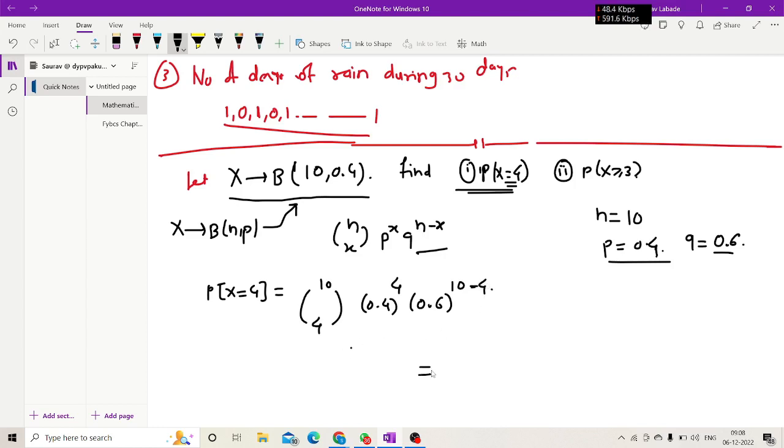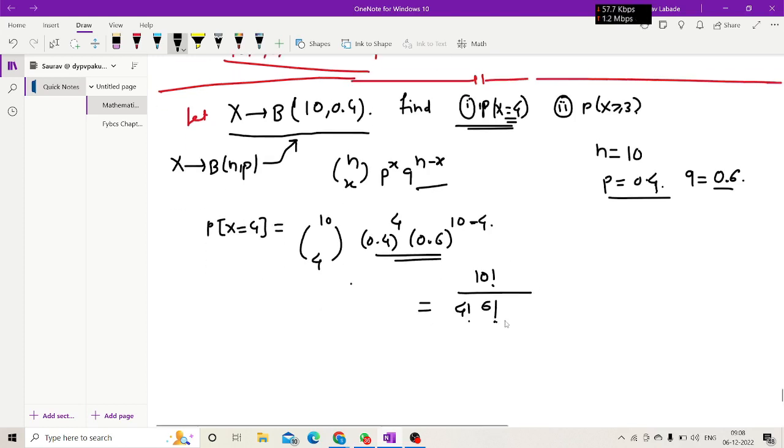Okay, this is a combination. You can find this out, right? How can you solve it? You can directly use your calculator, right? Calculator is allowed. Otherwise, what can you do? You can use the factorial, right? You already know how to solve the combination problem. 10 factorial divided by 4 factorial into 10 minus 4 factorial, that is 6 factorial, and you just need to do this. Okay. So this is how we can find out the probabilities.